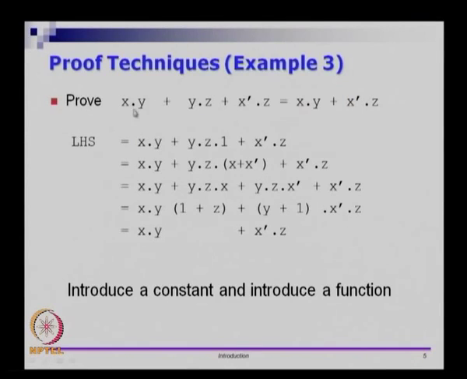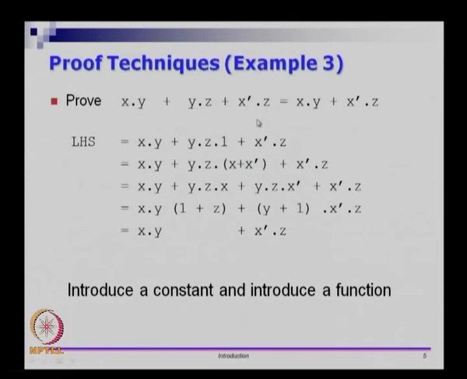Let us see another example here. x and y plus y and z plus x complement and z is the same as x and y plus x complement and z. So what we have is these two terms which appear as they are on the right side, and magically one term seems to vanish. This is what we are going to show. This is a slightly tricky thing, and it is called the consensus theorem, by the way.